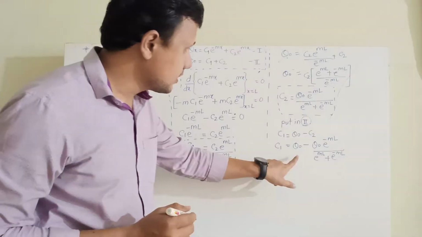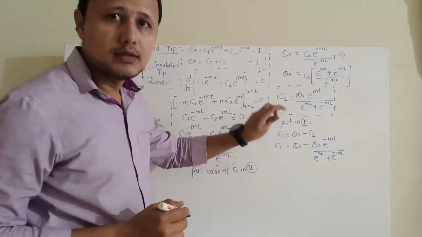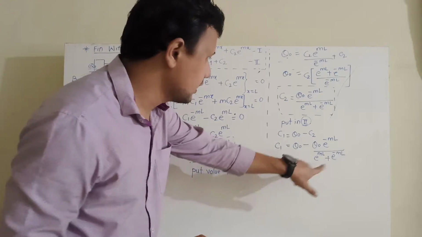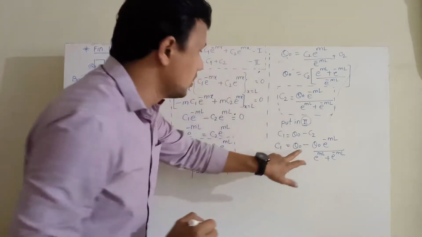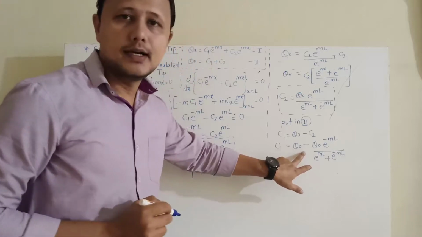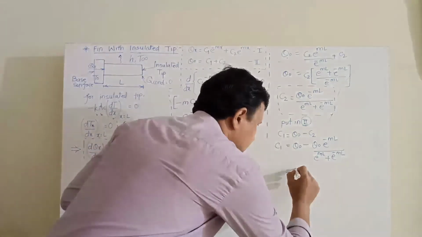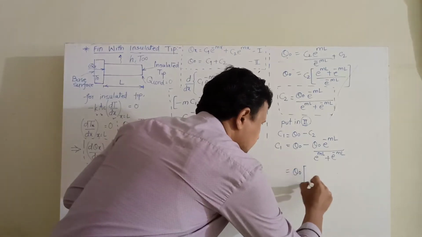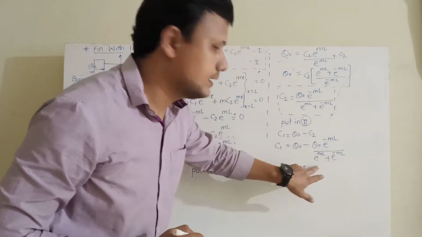So why are we making this arrangement? So that we can get both C1 and C2 in some common terms. So now we can again rearrange this equation. So what do we get over here? From both the terms we can take theta 0 as a common parameter out of the bracket. So I will take it. It will be theta 0 inside the bracket 1 minus e raised to minus ml upon this entire bracket.